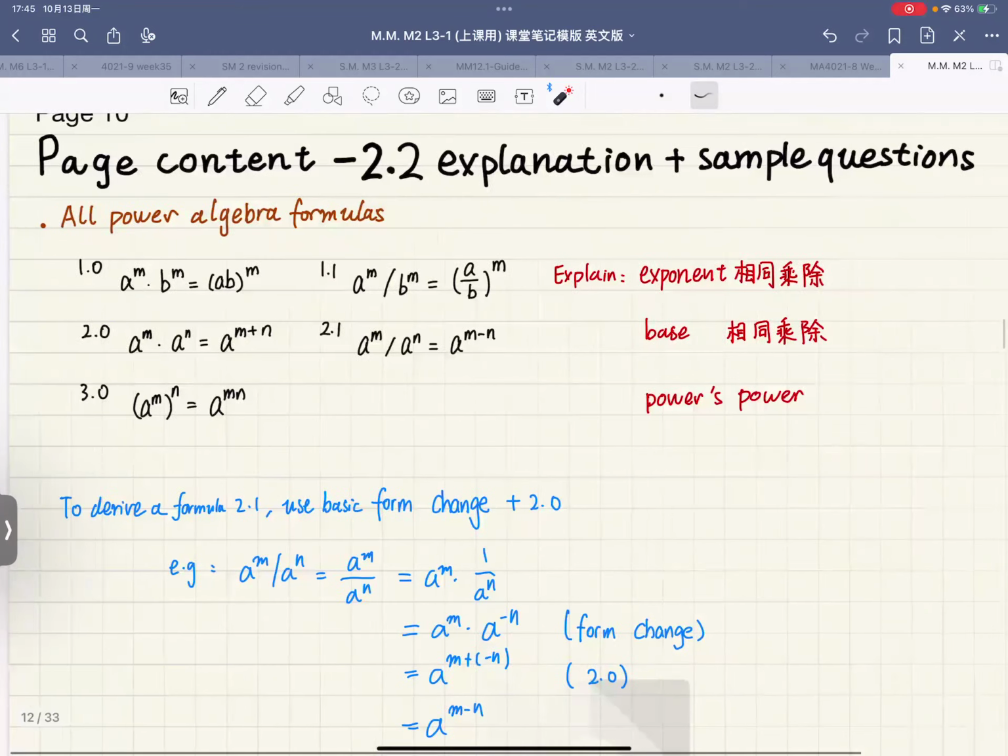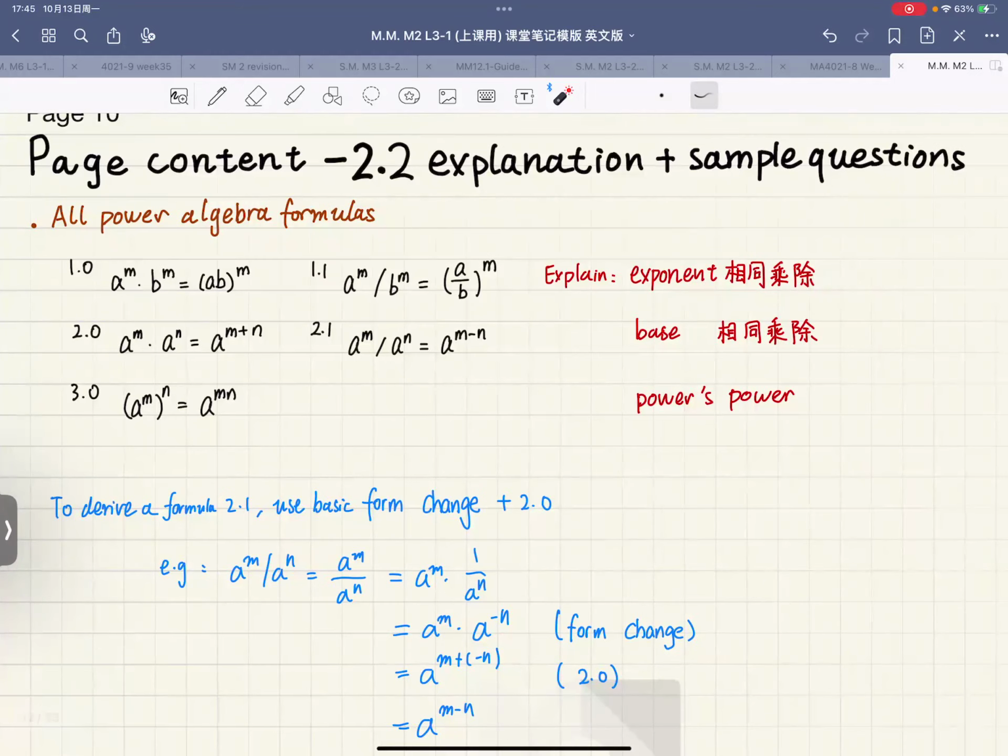Okay, that's the index law, basically all the power algebra formulas. I'm not too sure if this is included in your formula sheet. Maybe not. Is it included in your formula sheet when you do the exam? Probably. Anyway, these are the formulas you need to memorize. And not just memorize, you need to know how to apply and use this formula.